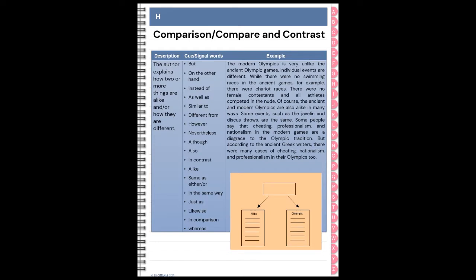Comparison or compare and contrast. The author explains how two or more things are alike and/or how they are different. Signal words: but, on the other hand, instead of, as well as, similar to, different from, however, nevertheless, although, also, in contrast, alike, same, same as, either or, in the same way, just as, likewise, in comparison, and whereas.